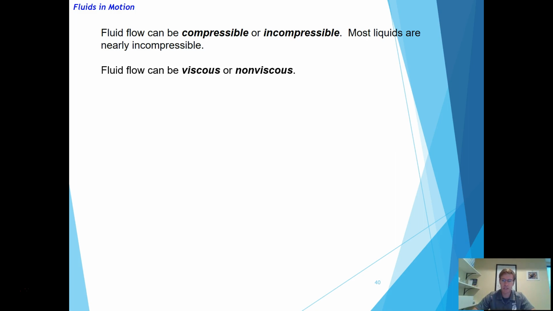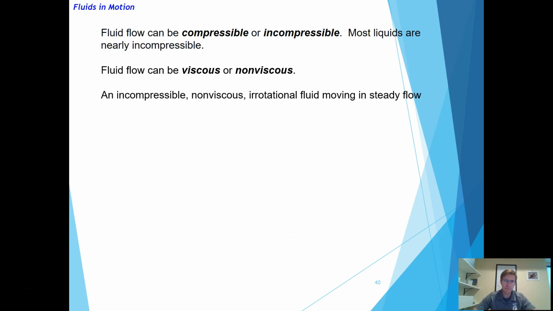Fluids can either be viscous or non-viscous. Now, in reality, all fluids have some magnitude of viscosity to them, some resistance to flow, but an approximation we can make for things like water and oil and air is that they're approximately non-viscous. Those forces within them resisting the flow are so small that you can ignore them. But when you're dealing with something like honey, or thicker oils and different things, you cannot ignore that any longer.